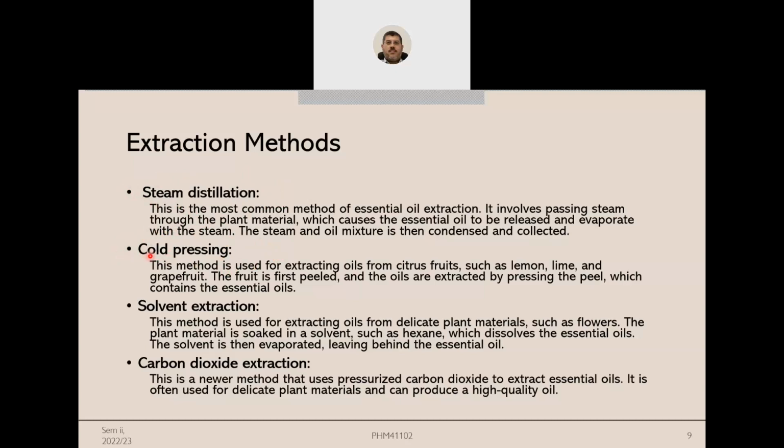Sometimes with the pressing method, heat is also applied so that it will increase the extracted amount. However, for some specific plants, the ingredients are heat sensitive and we cannot use heat, so we use cold pressing. This method is used for extracting oils from, for example, citrus fruits such as lemon, lime, and grapefruit. The fruit is usually peeled first, and the peel is what we extract the oil from. The oils are extracted by pressing the peel, which contains the essential oils.